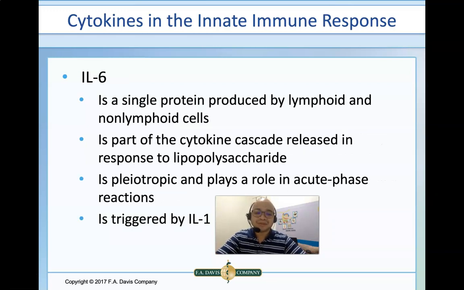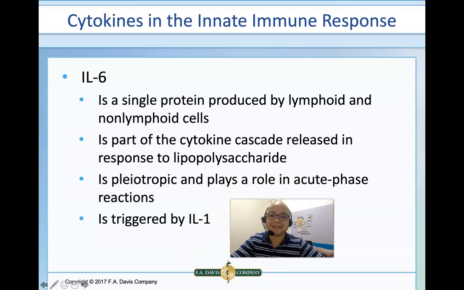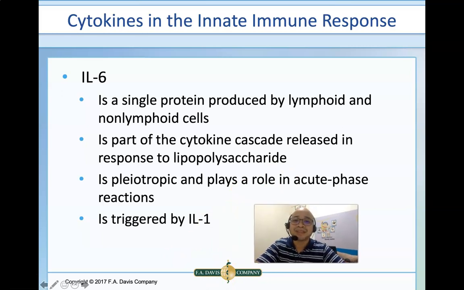Interleukin 6 is a single protein produced by both lymphoid and non-lymphoid cells. Interleukin 6 is part of a cytokine cascade, because a series of cytokines is produced or released in response to lipopolysaccharide. It is pleiotropic and also plays a role in the acute phase reaction. It is triggered by the presence of interleukin 1.